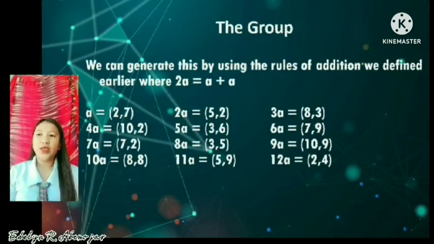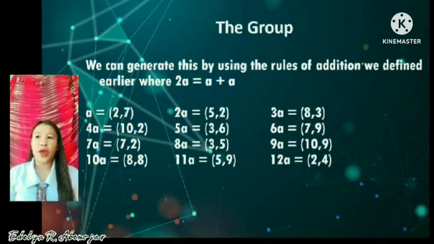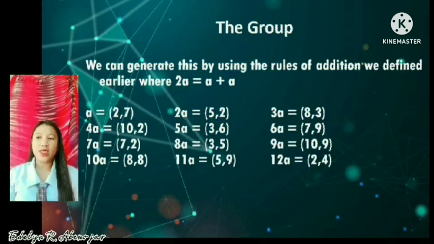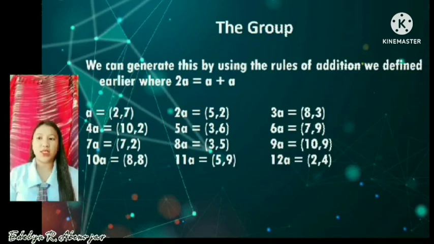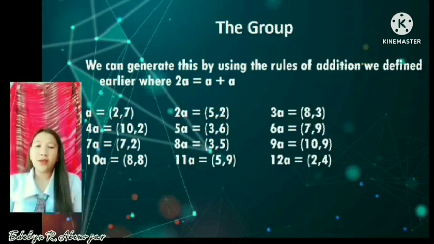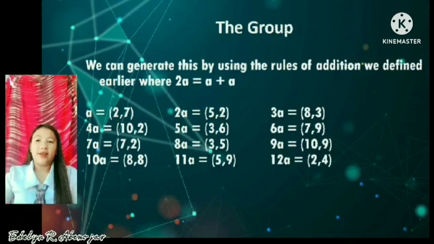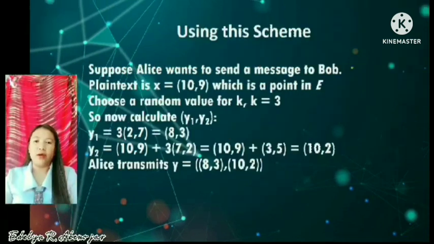The group. We can generate this by using the rules of addition we defined earlier, where 2α = α + α = (5, 2), 3α = (8, 3), 4α = (10, 2), 5α = (3, 6), 6α = (7, 9), 7α = (7, 2), 8α = (3, 5), 9α = (10, 9), 10α = (8, 8), 11α = (5, 9), and 12α = (2, 4).